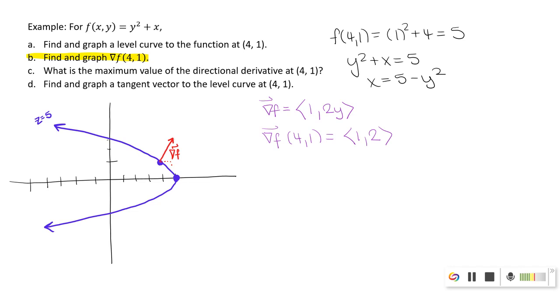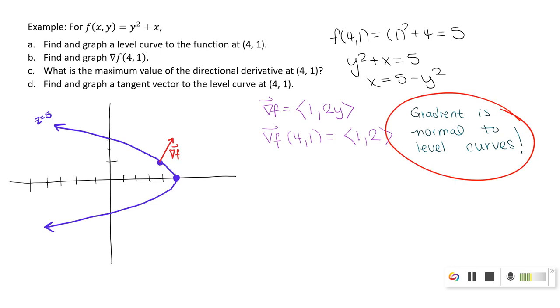And one thing I want to make note of while I have this on the screen is notice that my gradient vector appears to be normal, or perpendicular, to my level curve. My drawing is a little sloppy, so it may not look perfect, but it should look normal to that level curve. It's not a coincidence. The gradient is always normal to level curves. Okay, so our gradient vector will always be normal to level curves.